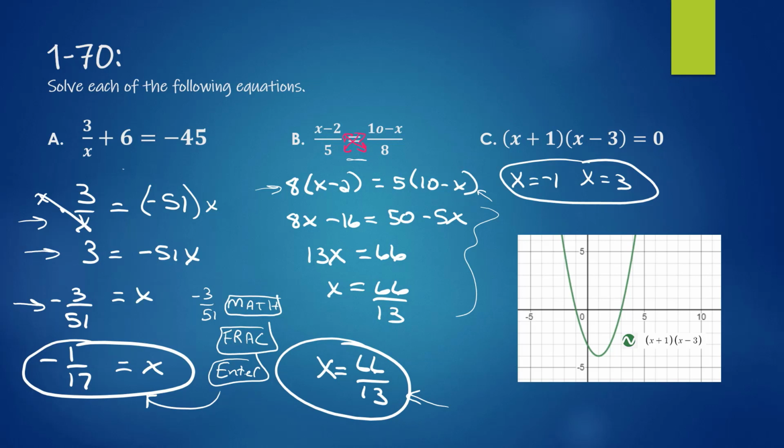Okay, part C is using the zero product property. Okay, and it's also a quadratic, and you'll see down here that I have given you an image of what this graph would look like, so it proves our answers correctly. I did this in Desmos. I just typed this equation as it's written into Desmos, and it gave me this graph. So my x-intercepts, my solutions, are at negative 1 and 3. And that is all you need to do on part C. That's 1-70, and we're moving on.